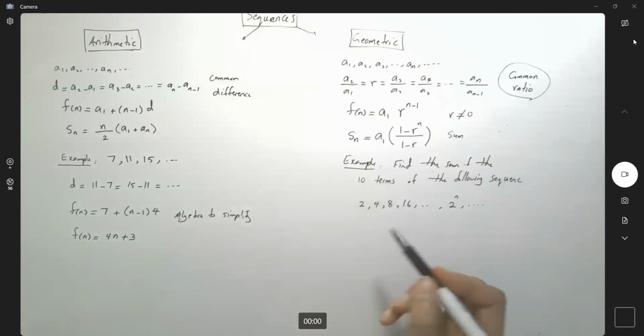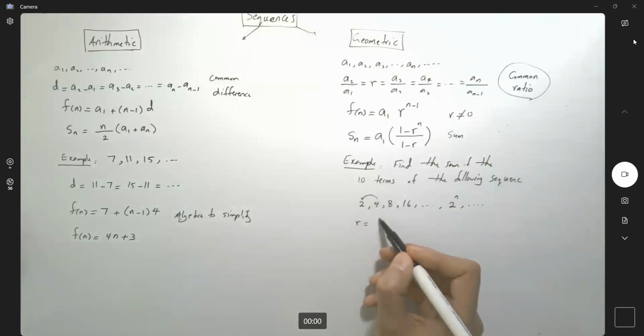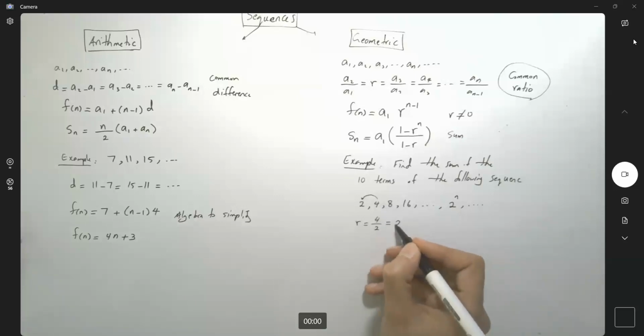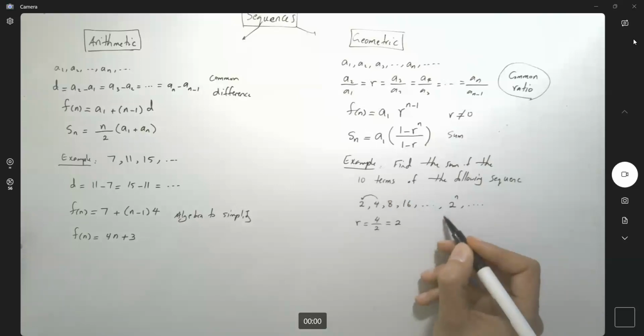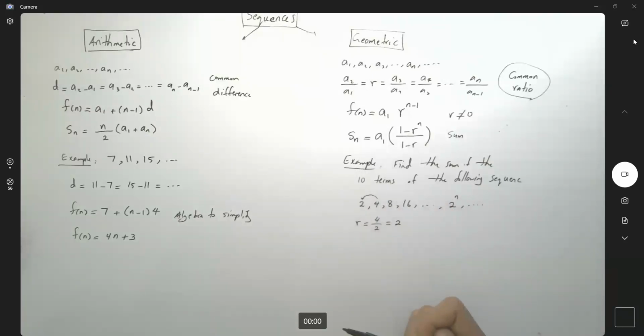Well, what is the common ratio? The common ratio is the division between two consecutive terms. 4 divided by 2, you can use these two, it doesn't matter. It is 2. What is the formula? The general term is 2 to the n. We already know how to calculate that. But what is S sub 10?